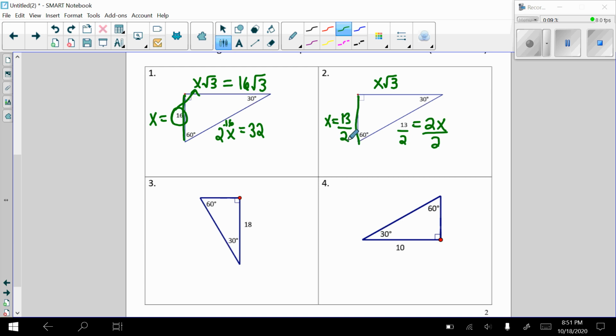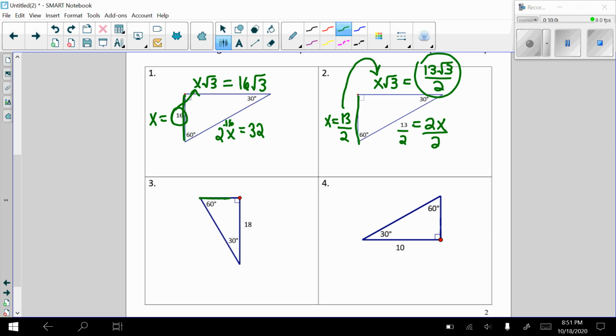To be honest, I don't want to see 6.5. 13 over 2 is nice, it's precise, and usually we don't have a decimal with a radical. So now we're going to take that 13 over 2 and we're going to drop it in right here for x, and we will get 13 root 3 over 2. And that's the length of our medium side.